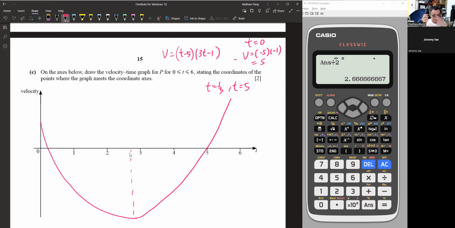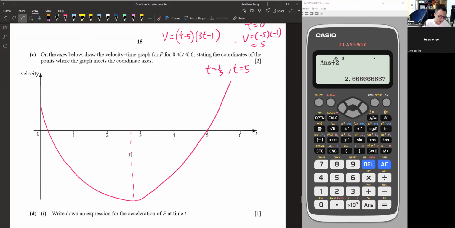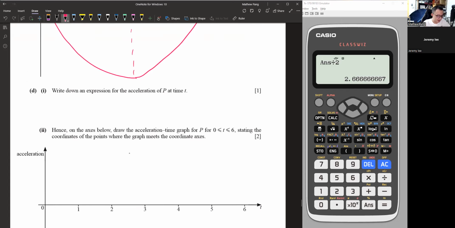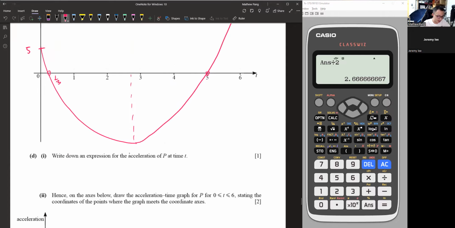Okay, just 2 marks, should be quite easy. Make sure you touch at 1 over 3, and then this one must be 5. Always state the y-intercept and x-intercept whenever you do this kind of question. Then write down the expression for acceleration.